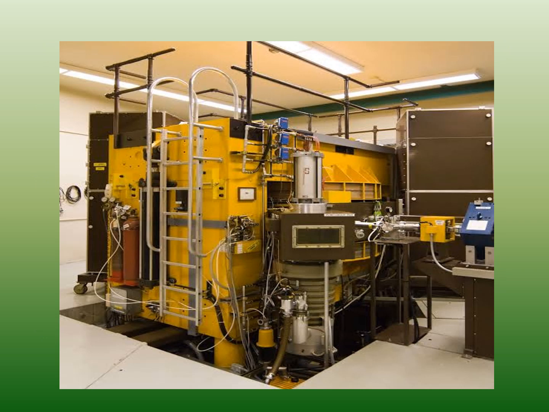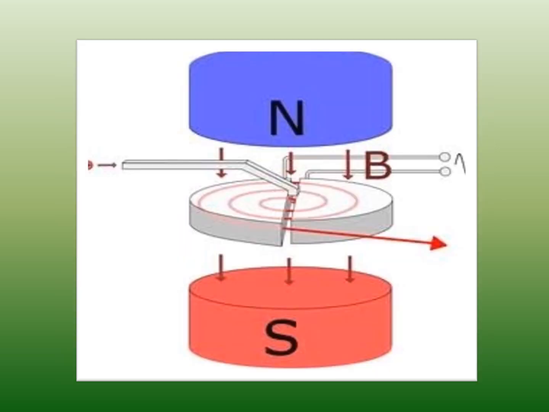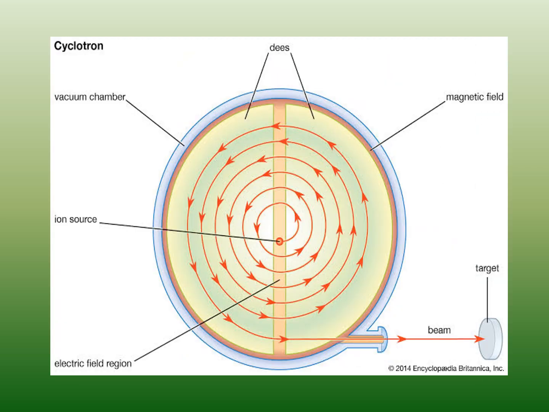This is the figure of the cyclotron. Here you can see the vacuum chamber. This is the ion source, the electric field region. This is the beam coming from the bottom end, and here is the target. Here is the magnetic field supplied in this region, and here are the Ds.